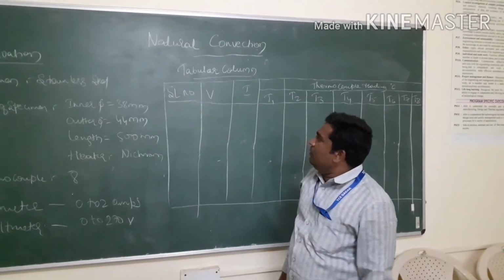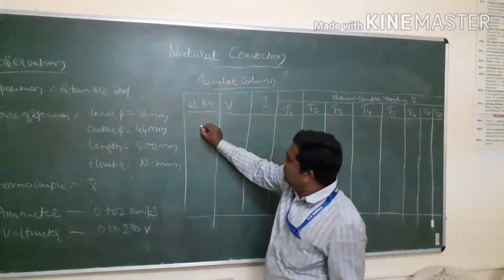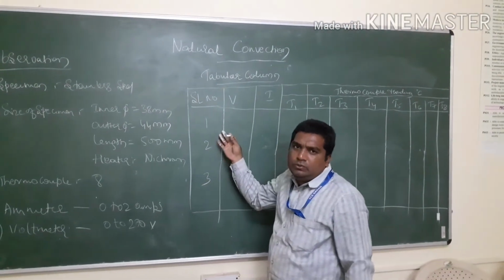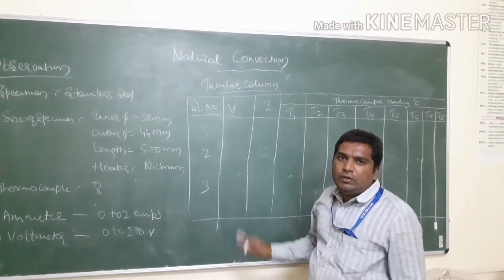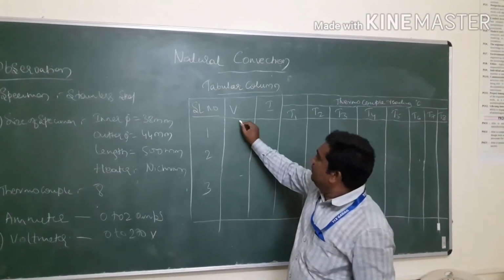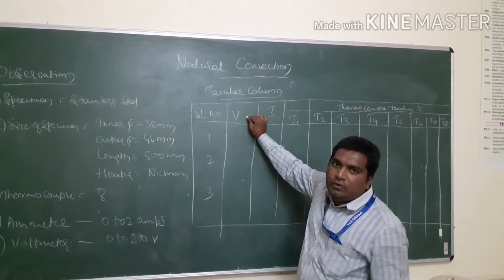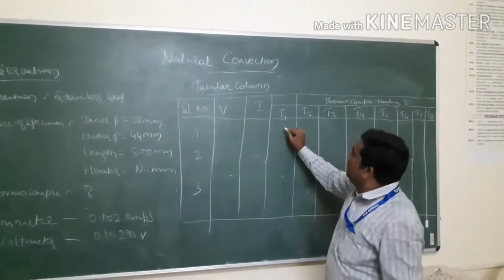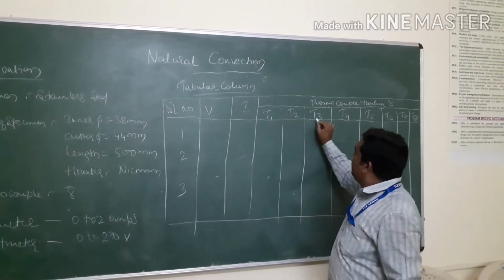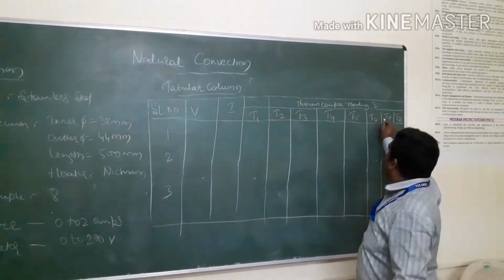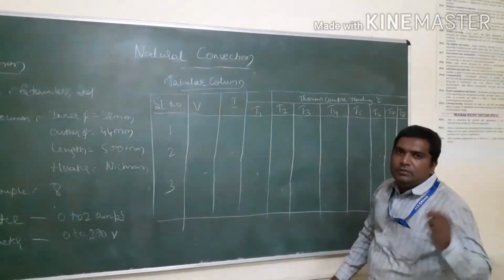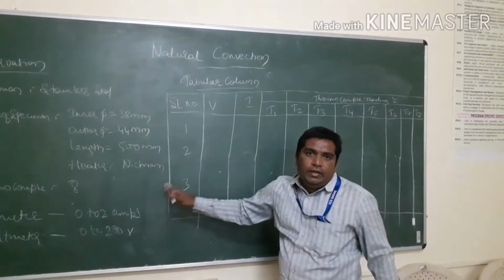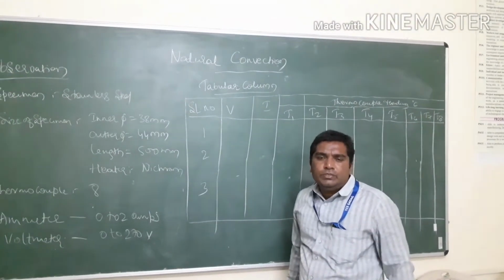In the tabular column, first is the serial number, that is the number of readings 1, 2, 3. You may take around 1 to 3 sets of readings and calculate the heat transfer coefficient. For each reading, you have to record the voltage, the emitter reading, that is current, and the temperature readings T1, T2, T3, T4, T5, T6, T7, and T8 from the thermocouple readings. So this is the observation and tabular column which is required to carry out this experiment.